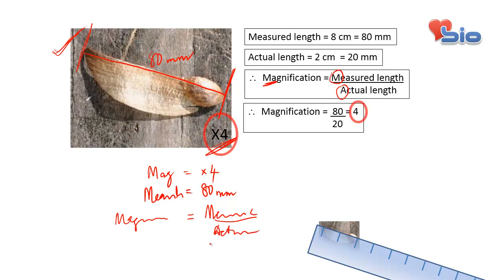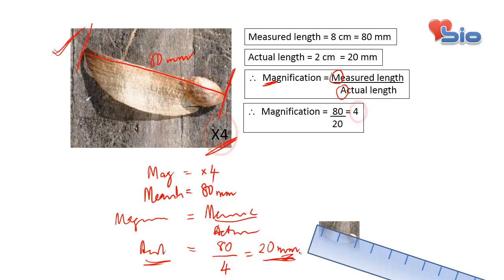Simple math there. Actual length therefore will be measured length, which is 80, upon the magnification, which is 4, which gives us 20 millimeters. Don't forget to add this unit now because we're talking about the length of the seed. So the original length of the seed is 20 millimeters. That's how this question goes. I hope you're clear with this.